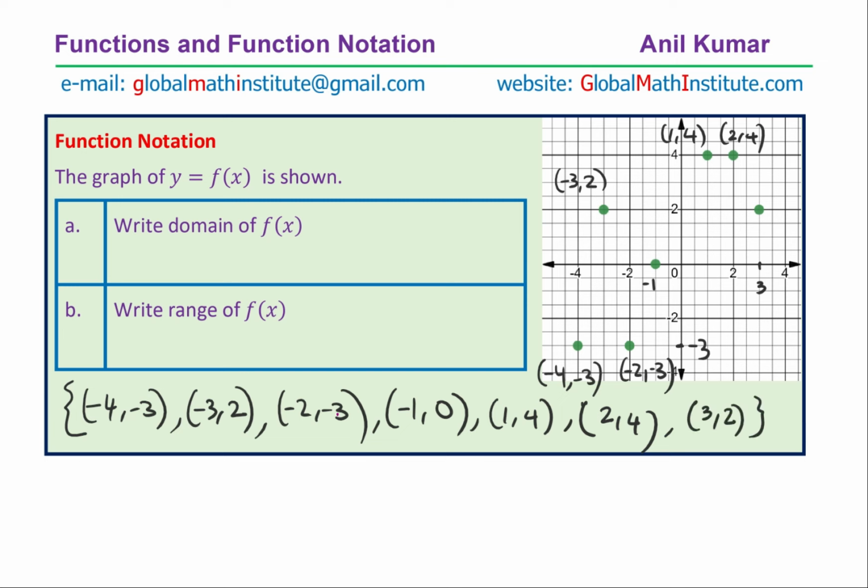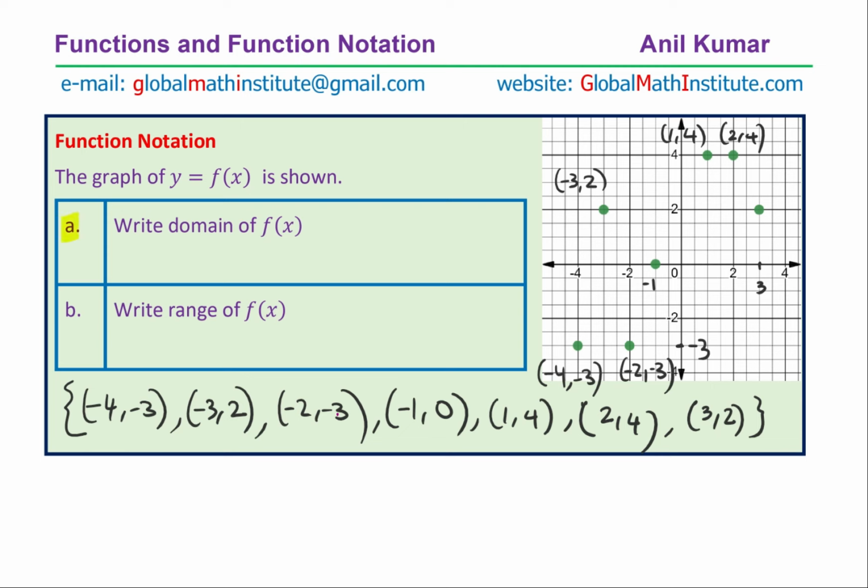Clear? So once you write down the points, make sure that you have included all. Let's count them. 1, 2, 3, 4, 5, 6, 7. So we have taken care of all the 7 points. So now our answer is going to be correct. So now let's begin answering.